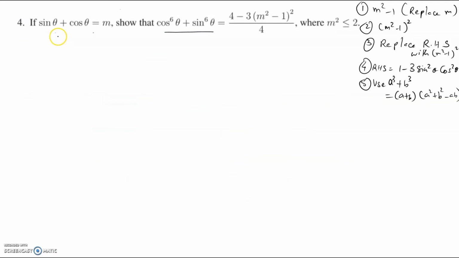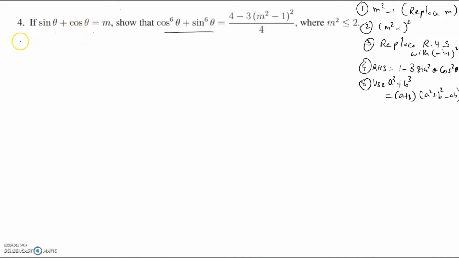Question number 4. If sine theta plus cos theta is equal to m, show that cos to the power 6 theta plus sine to the power 6 theta is equal to 4 minus 3 into m squared minus 1 the whole squared divided by 4, where m squared is less than or equal to 2. So to solve this, the trick that we would use is, first take m squared minus 1 and replace this m with sine theta plus cos theta.